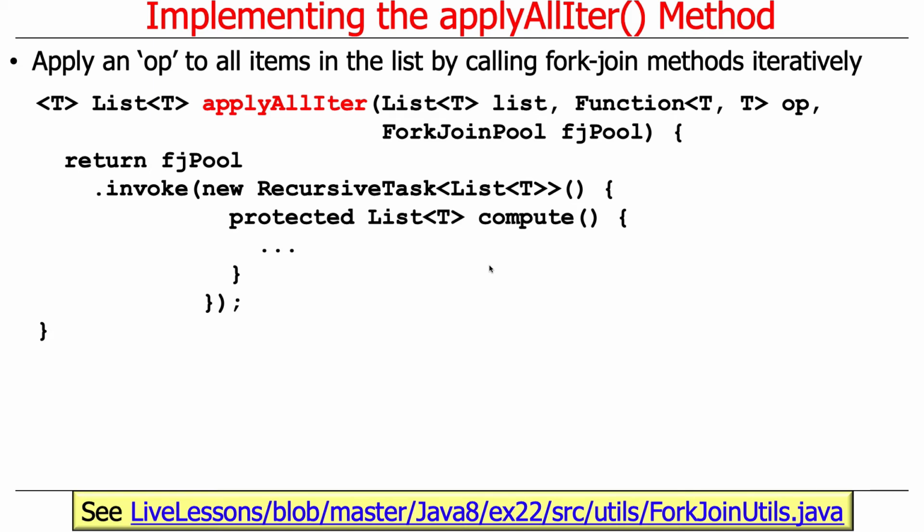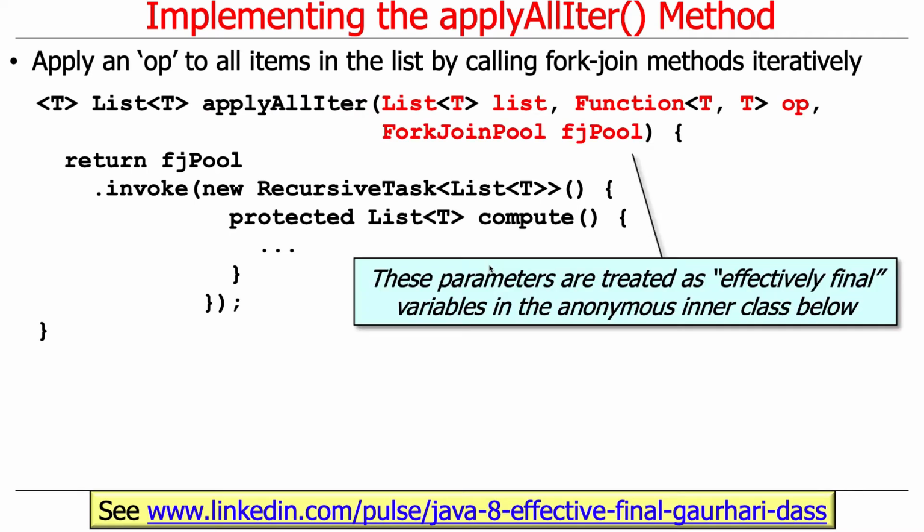So the applyAllIter method is going to take a list, and it'll apply the operation, which is a function, to all the items in the list, and it's going to process these things in an iterative way, and you'll see what it means to be iterative in a second.